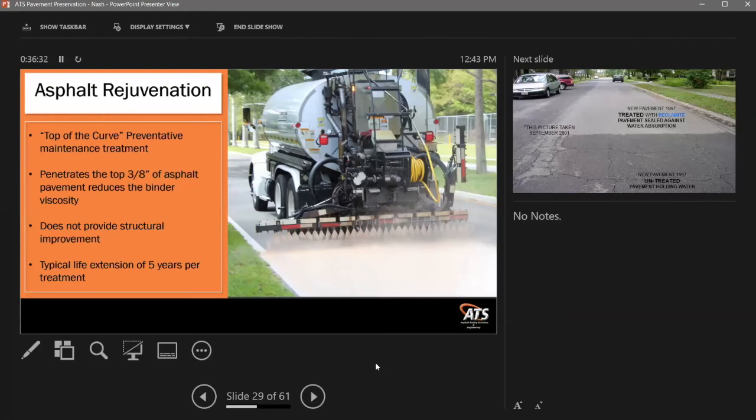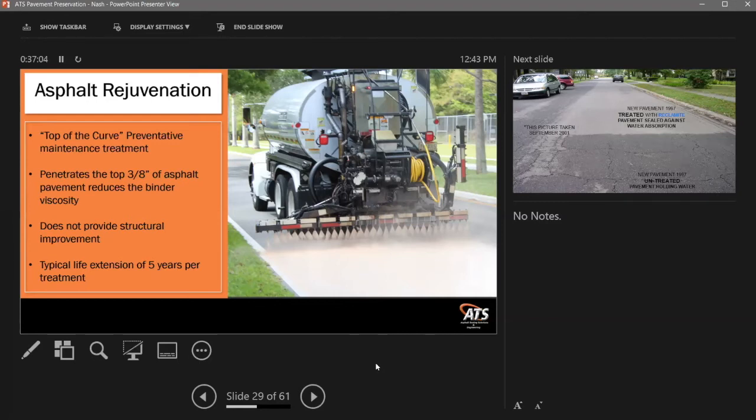The asphalt rejuvenation process itself, it penetrates the top 3/8 of the asphalt pavement to reduce the binder viscosity. So remember, viscosity is the resistance to flow. The higher the viscosity, the slower it'll flow. And so what we want to do is make it less viscous. More viscous indicates an aging, less viscous indicates that it is younger. Does not provide any structural improvement.